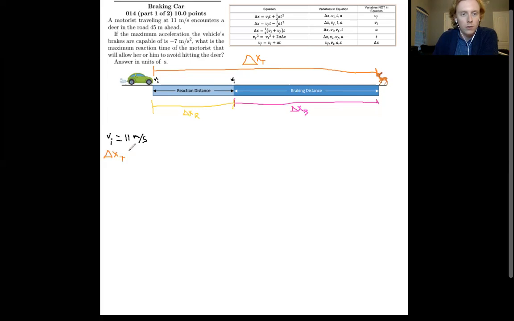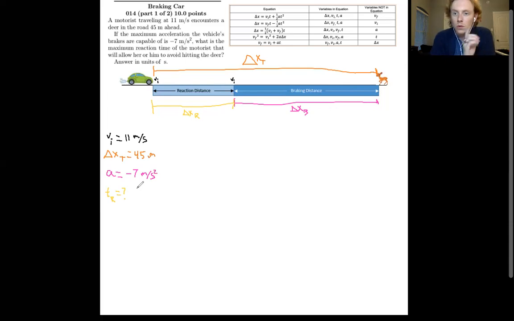So if V initial is 11 meters per second, we know that delta x total is 45 meters. That's because that's the distance from where he is to where the deer is, so that's delta x total. We know that the acceleration, when you're braking, is going to be negative 7 meters per second squared. What's maximum reaction time? What the main question is asking us is what is, I'm going to call it T sub r. What is this reaction time here?